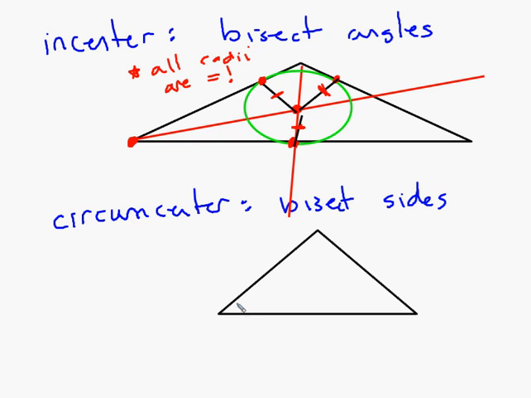So again, I'm going to take my compass and I'm going to choose any two sides. In this case, I'll just do these diagonal sides, but it doesn't matter. I'm going to do the two that are going to be the easiest. And basically, I pull out more than halfway, and I do an arc like so.